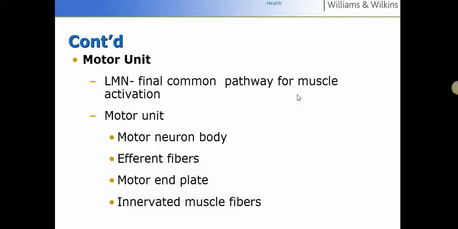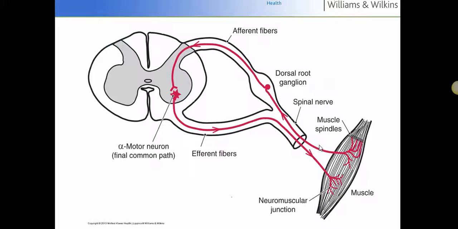So a motor unit is typically comprised of a motor neuron body, efferent fibers which carry the motor impulses, then the motor end plate through which the neurotransmitters get transmitted to the muscle, and then you have the actual innervated muscle fibers. So this is an example of a motor unit.